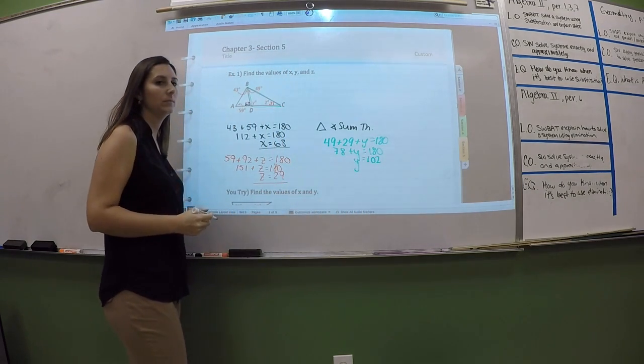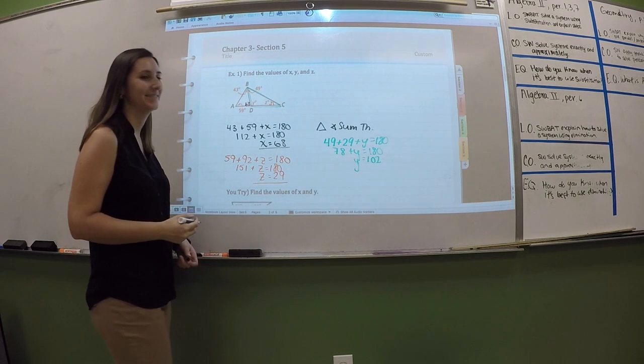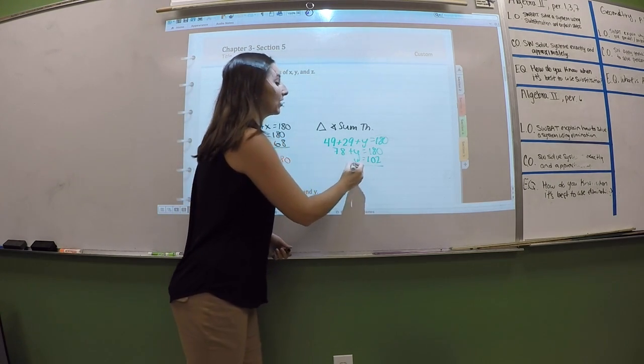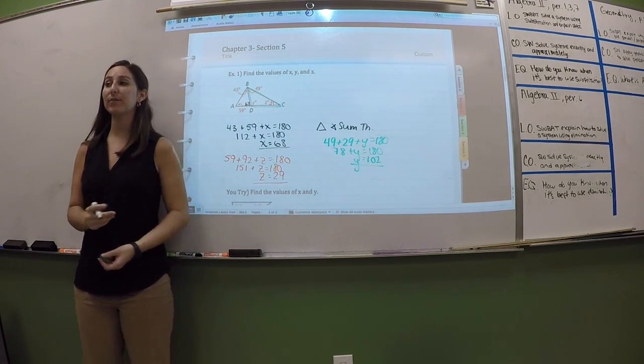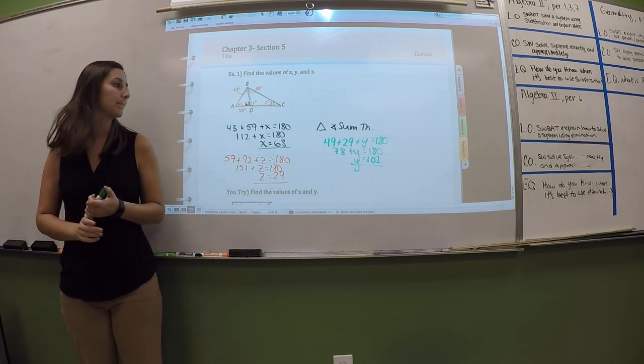So we're trying to find x, y, and z. That's what the question says. Oh, I didn't even read the question. My bad. There's another way to find y. Does anyone know another way to find y other than 29 plus 49 plus y?